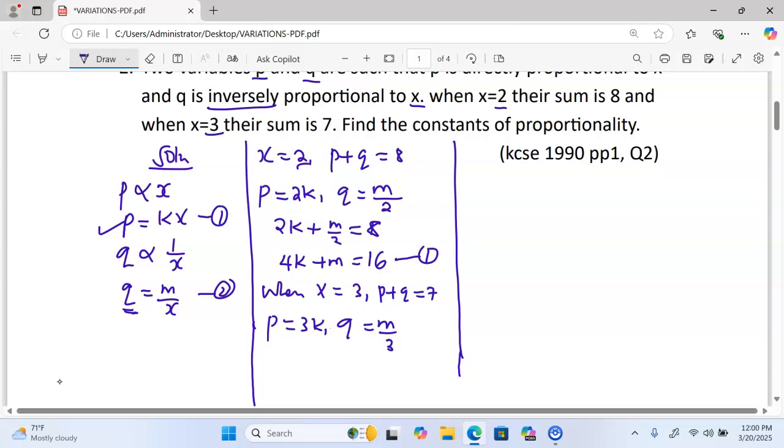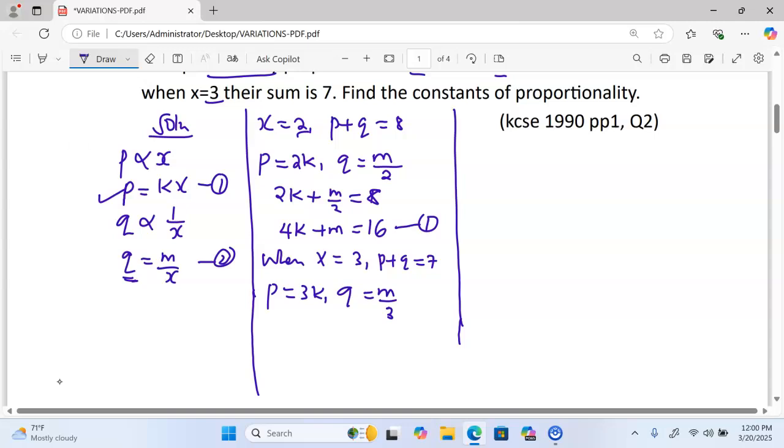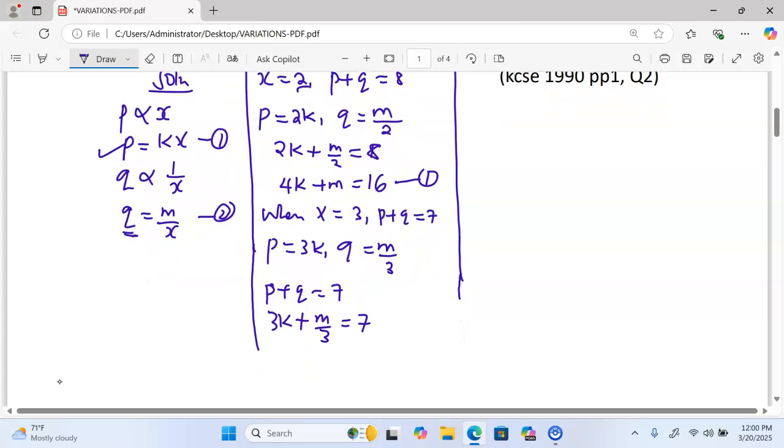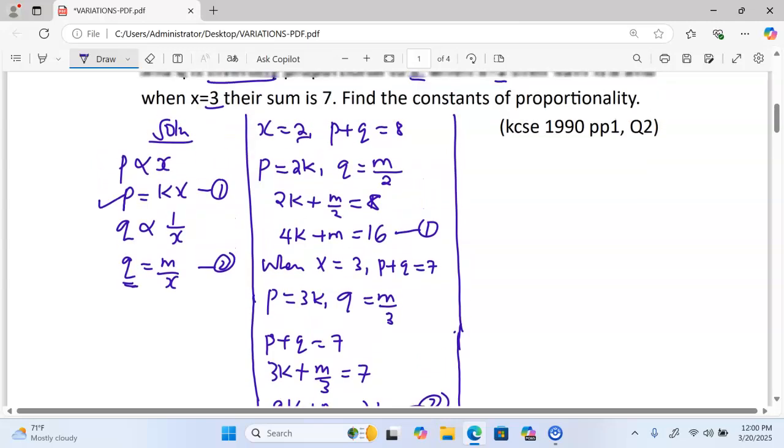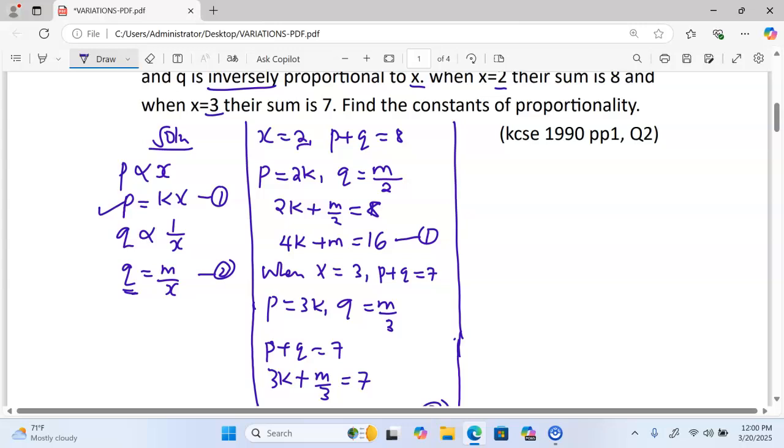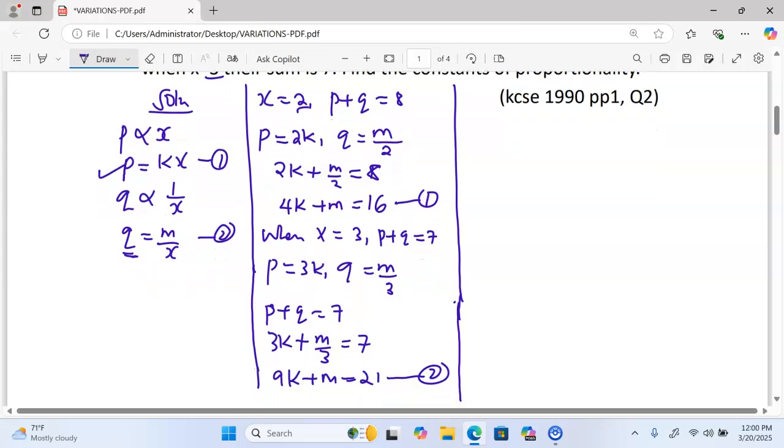So the second equation is p plus q is equal to 7, but remember p is 3k plus q, which is m over 3. This will give us 7. If you multiply by 3 all through, you are going to get 9k plus m being equal to 21 as our second equation. From here we can get the two equations and solve them simultaneously.